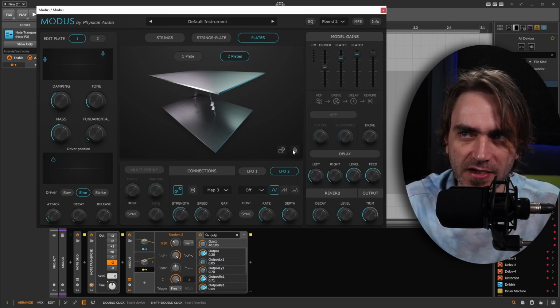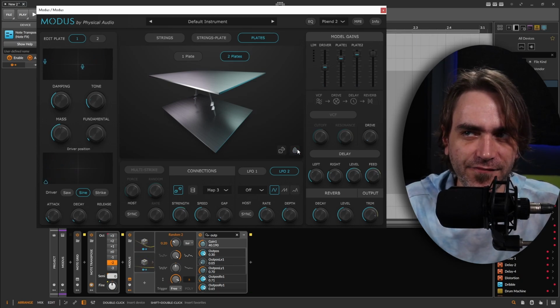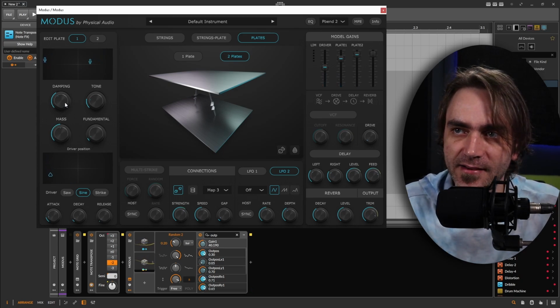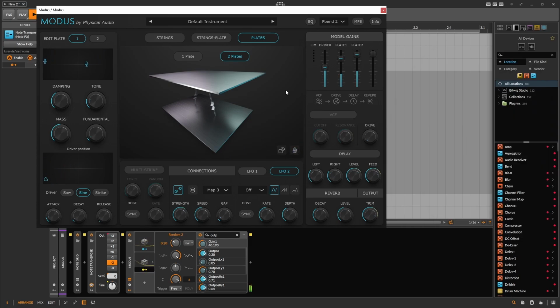And I believe this button over here basically just kills any feedback that's currently happening on the oscillator side of things. So if you have a thing which is creating infinite feedback, you can just hit that and it should just kill the feedback.